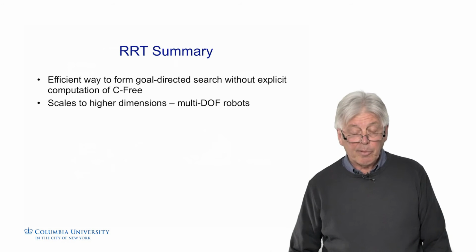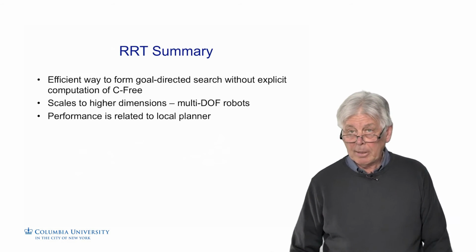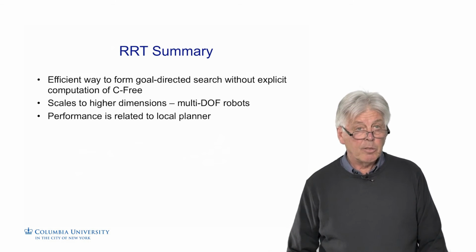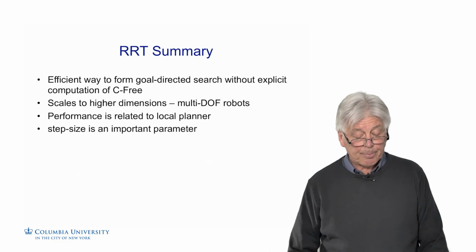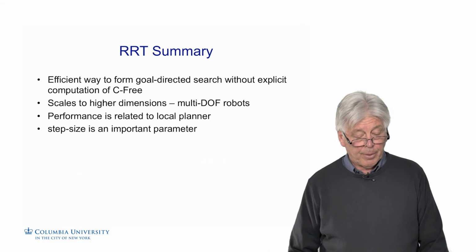And it's good for multi-degree of freedom robots. The performance is somewhat related to the local planner, because every time we get two configurations, we do have to check to see if there's a collision between them, and that can take time. And the step size is another important parameter which affects how far the local planner has to search.